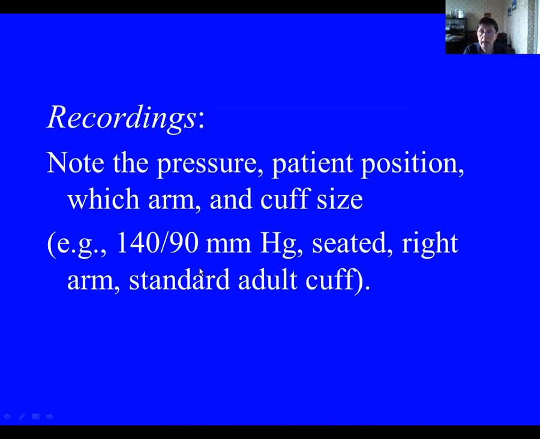Well, about recordings. When you record the results of your measurement, it is essential to note the pressure, position of the patient, on which arm you measured the pressure, and the cuff size. Here is an example of such a recording.